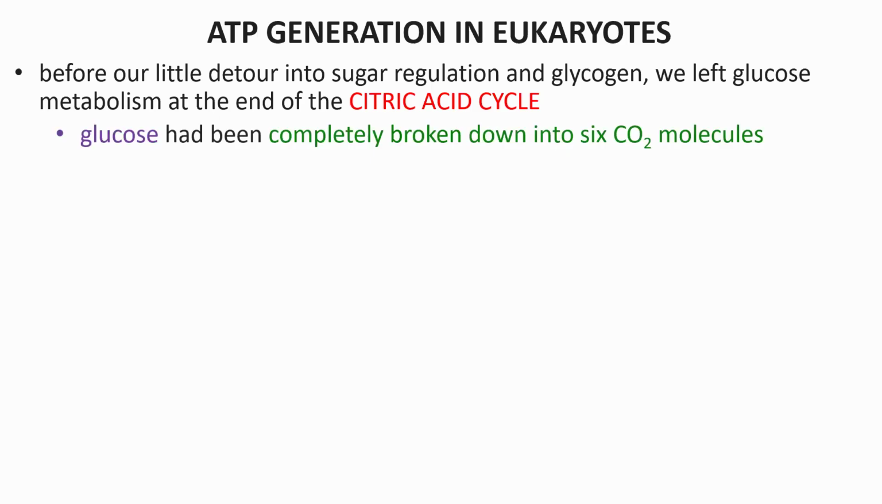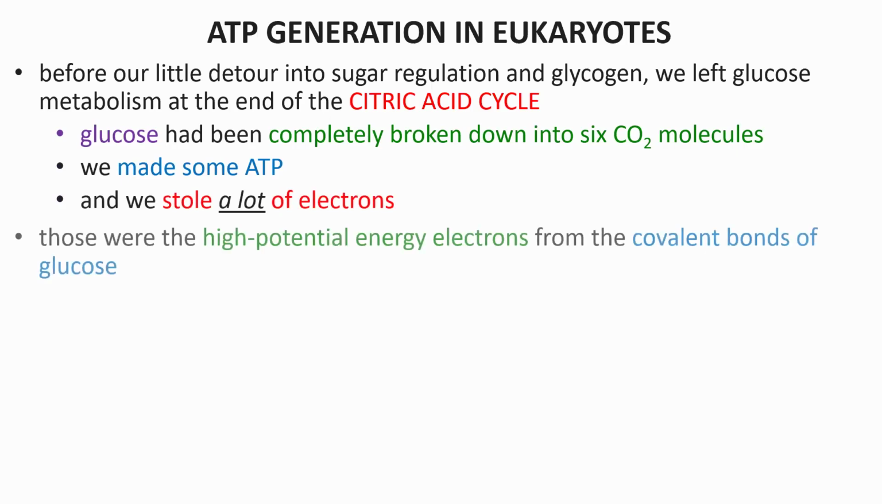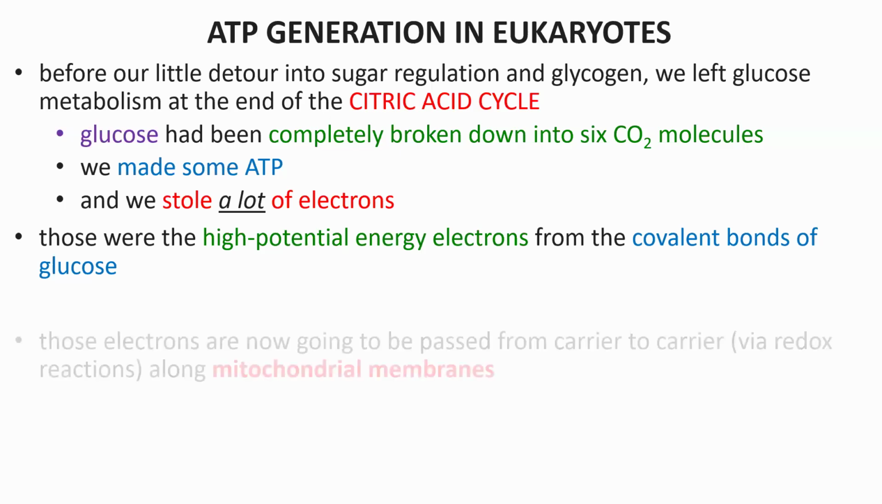And in the citric acid cycle, all of the bonds of glucose were broken down, releasing the carbons of glucose as carbon dioxide. Yes, we made a little bit of ATP along the way, 3 triphosphates in total, but the purpose of all of that was to steal all of those electrons, and we stole a lot of them. Remember, those electrons that we stole were the high energy electrons that were harvested from the covalent bonds of glucose. The covalent bonds of glucose contain an enormous amount of potential energy. That potential energy is in the electrons of those bonds, and it's those electrons that we stole pretty much in the citric acid cycle.